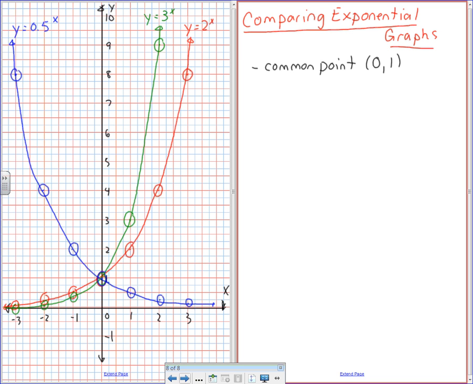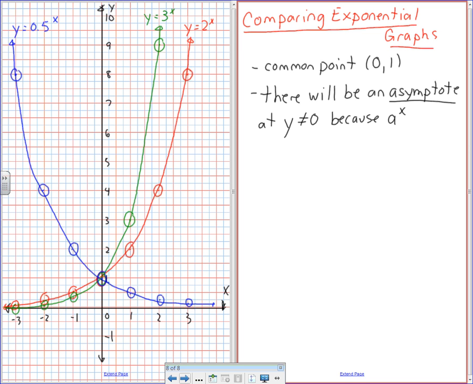So there will be an asymptote at y cannot equal 0, because a to the x will never equal 0. For example, if I say 2 to the negative 10, or 2 to the negative 100, or 2 to the negative 10,000, there'll always be a very, very small decimal left. So you're never ever going to get 0.